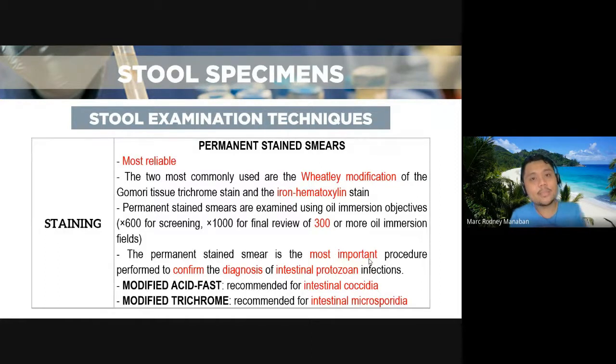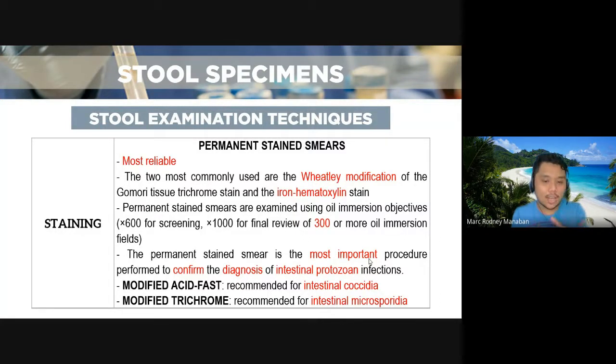But again, in the Philippines, we're content with the direct fecal smear. But theoretically, ideally, you should confirm your intestinal protozoan infections from your permanent stain smears.